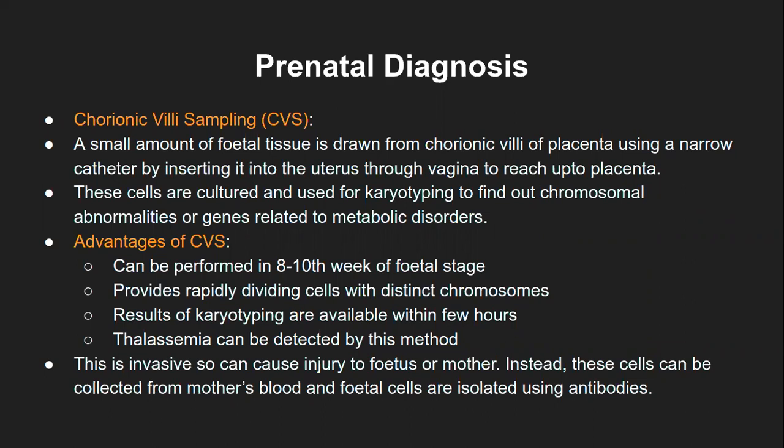chorionic villi sampling. Now, everyone knows what a chorion is, and you also probably remember the villi-like structure that is formed during the implantation stage, which is holding the chorion and the endometrium cells together, that interdigitation, that finger-like projection holding onto each other. So that is the chorionic villi structure. So a small amount of fetal tissue is withdrawn from the chorionic villi of the placenta.